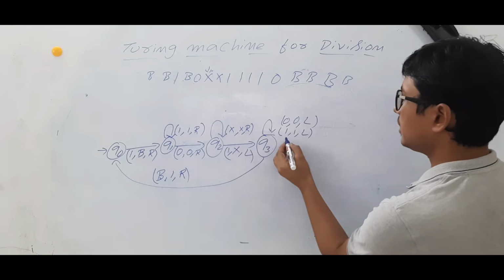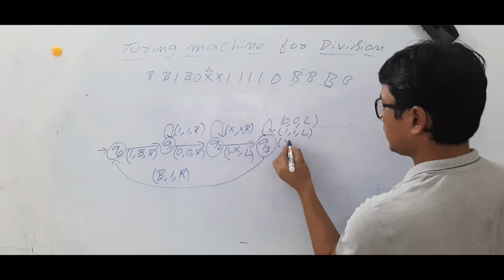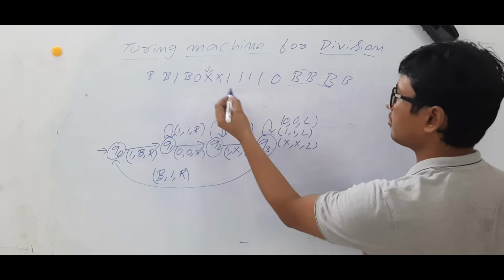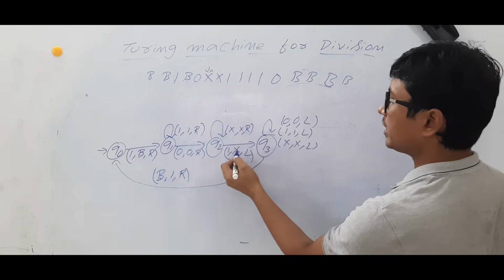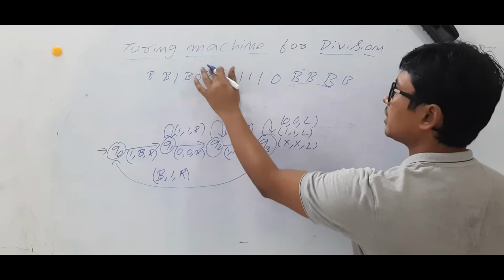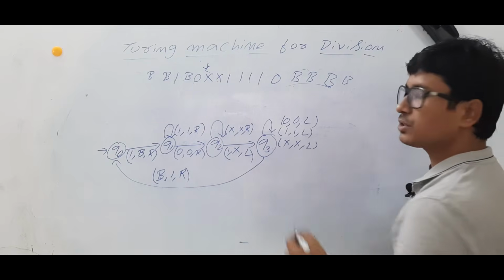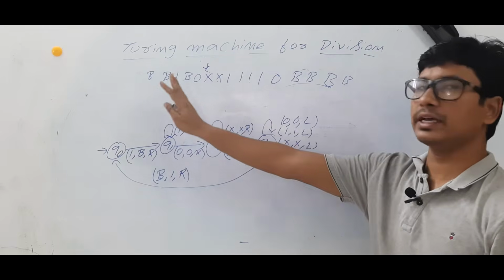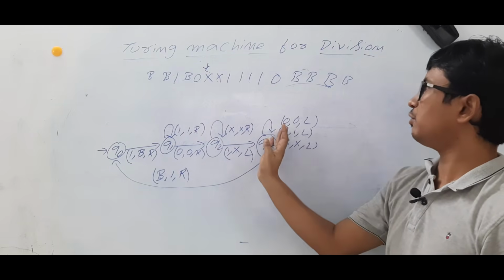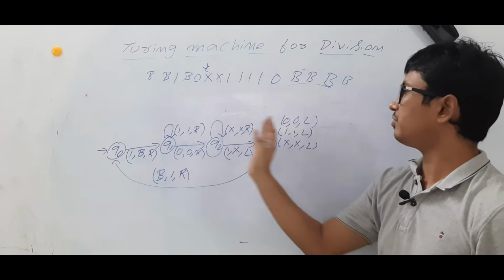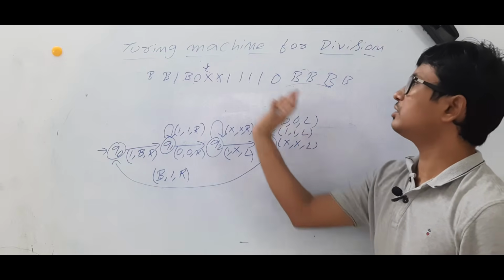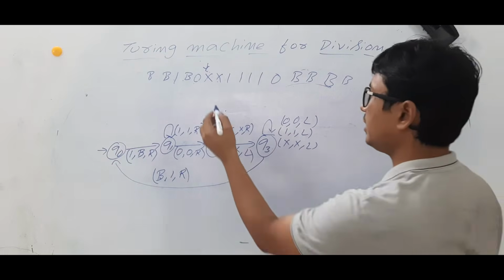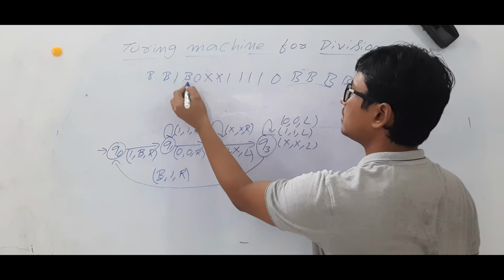If you see x here, again make it as x, move to the left, because you have modified 1 as x and moved to the left. So you reach the state called Q3 in the Turing machine. If you get an x, make it as x and move to the left. If you get a 1, make it as 1 and move to the left. If you get a 0, make it as 0, move to the left.